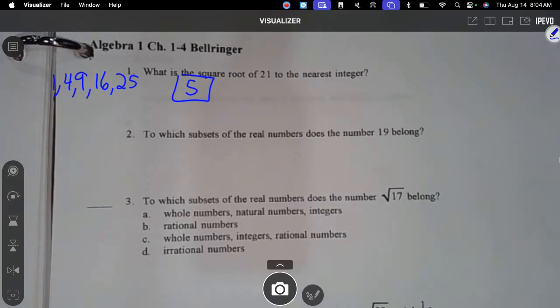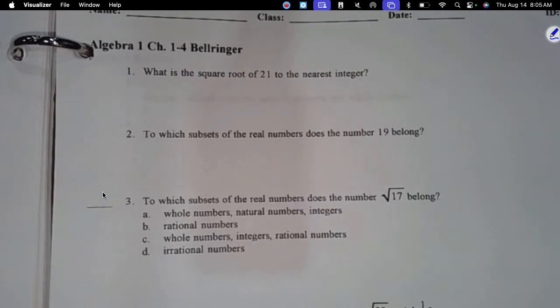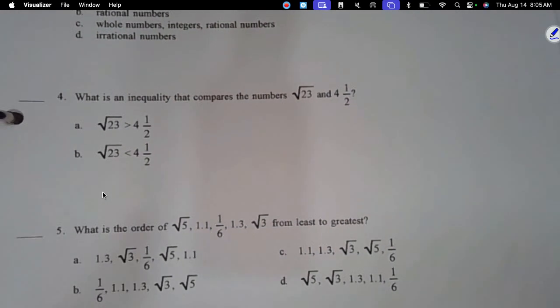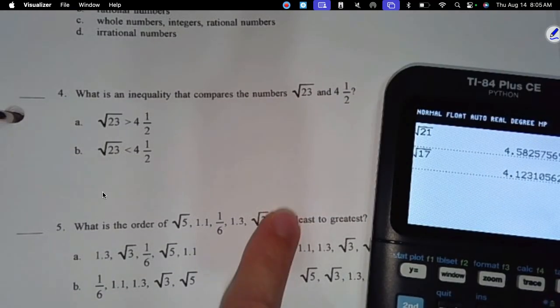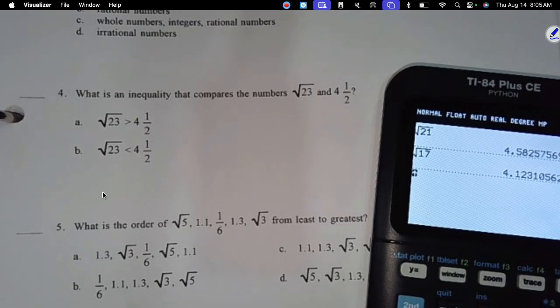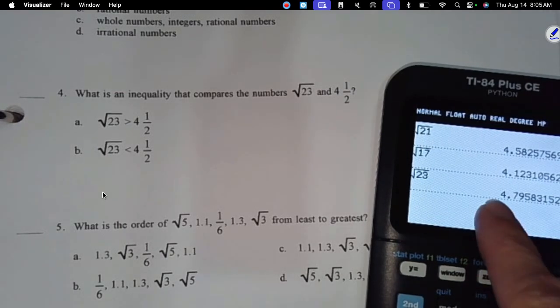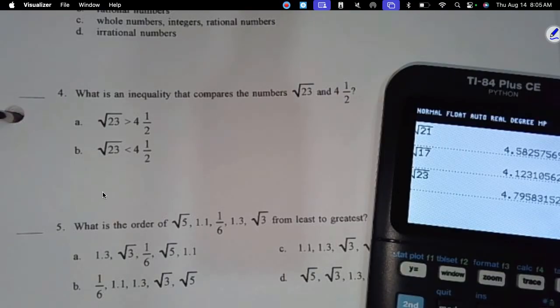Let's see if I have another one to review from yesterday. It wants us to compare these two numbers. For the square root of 23, I need to find out what it is. Again, I type that in, and that's 4.795. It keeps going, so I'm just going to use 4.7958.